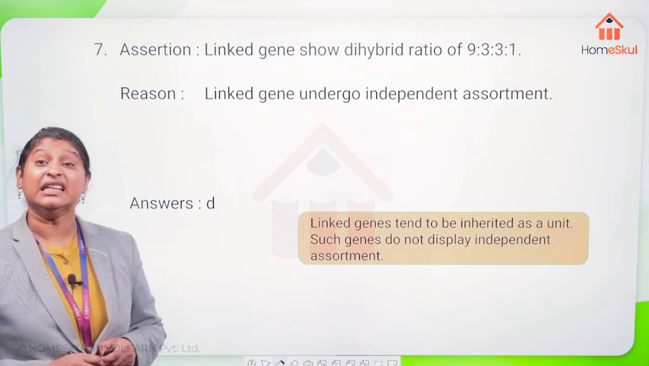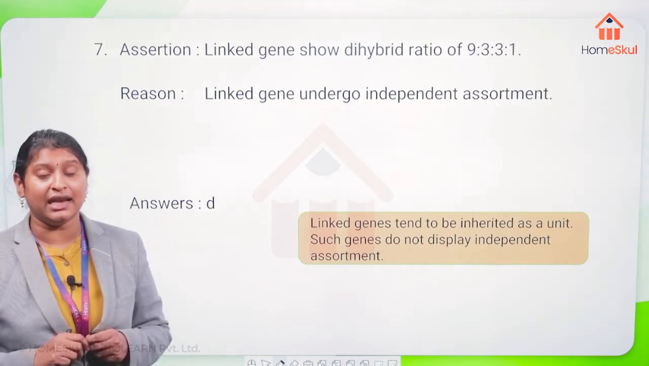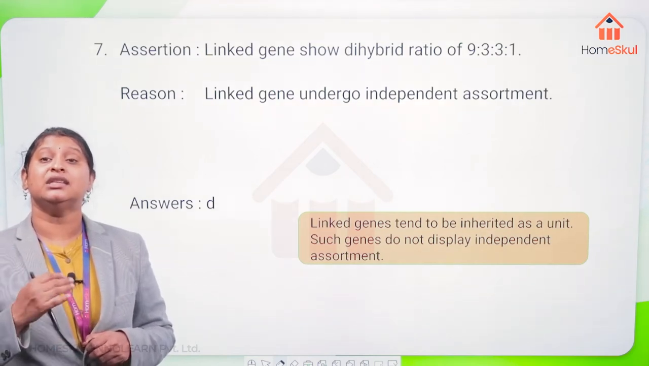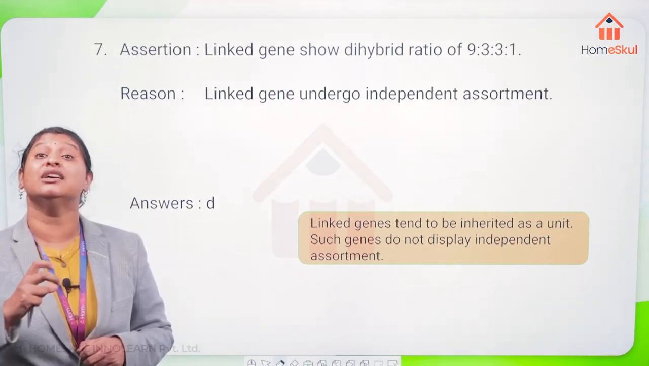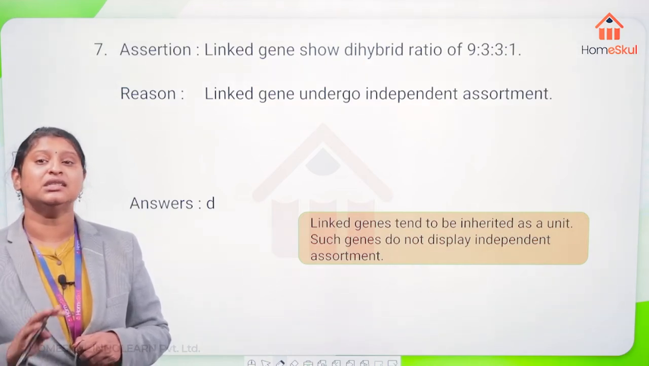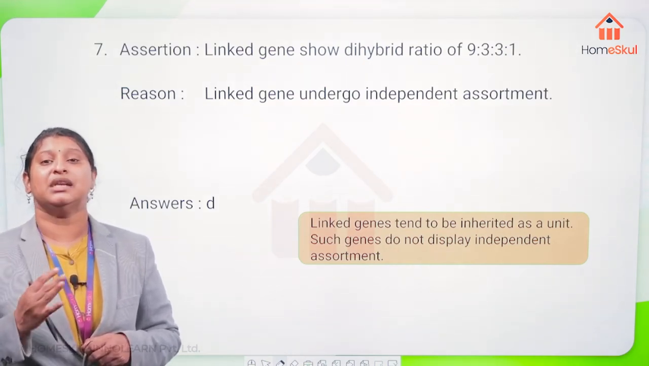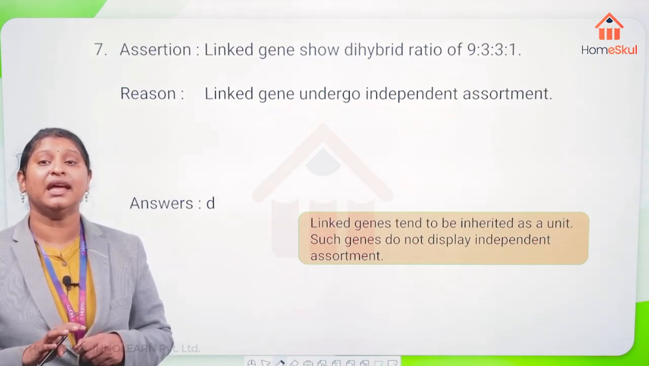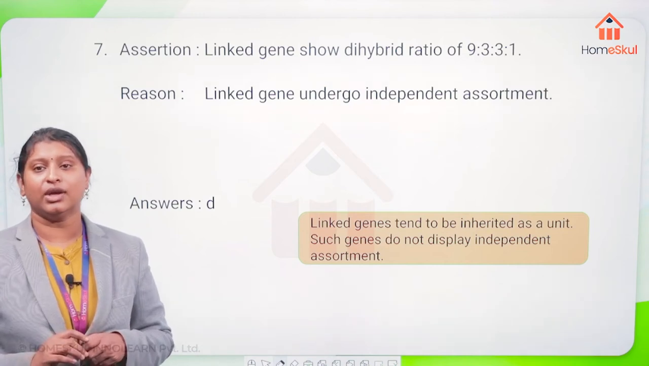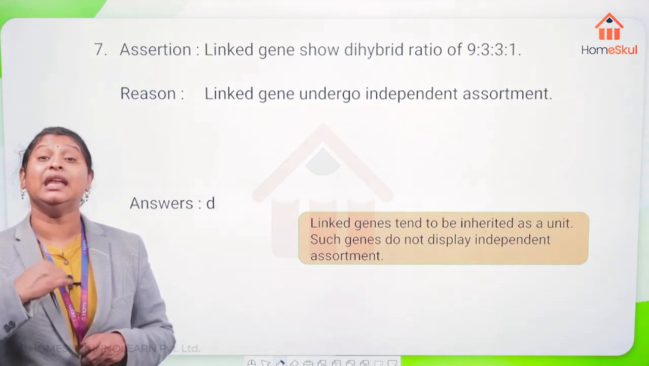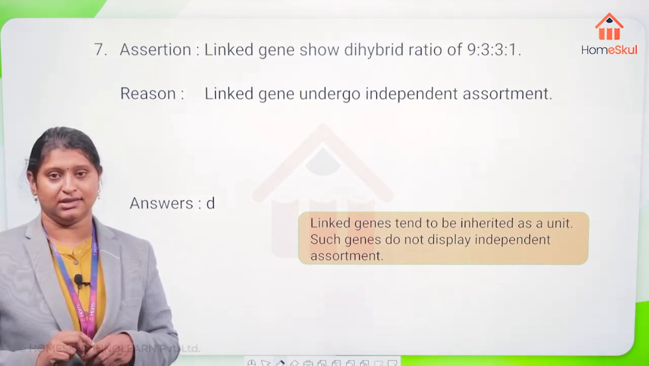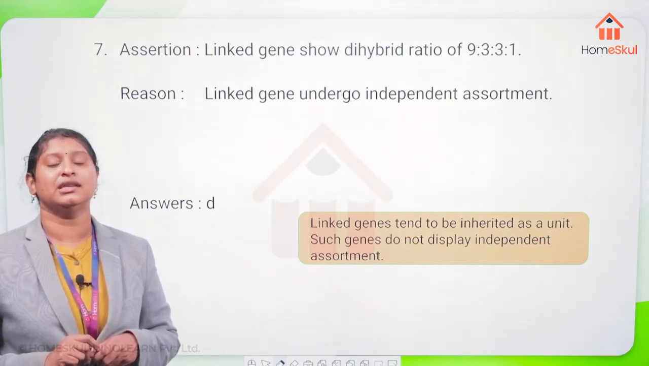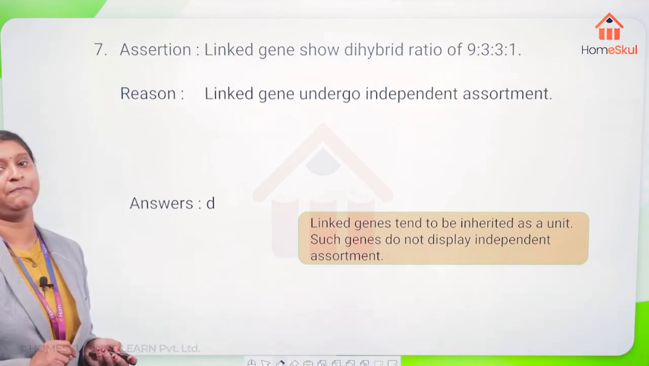Linked genes tend to be inherited as a unit. Such genes do not display independent assortment. Hope you understand this. That's why we got the answer D. Both assertion and reason are false.